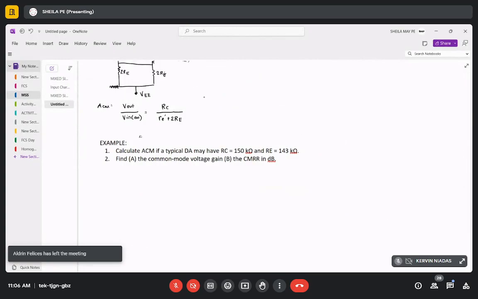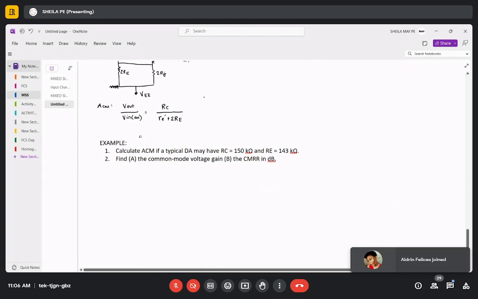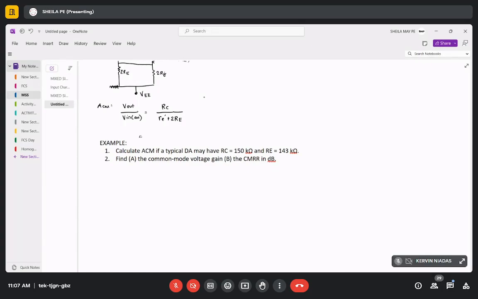Now, given that our RE prime in AC analysis is very, very small, because the common mode signal is very small, because it is a common mode signal which is a noise, picked up noises from our line. Now, since RE prime is very, very small, we can neglect it, which is equal to RC over 2RE.